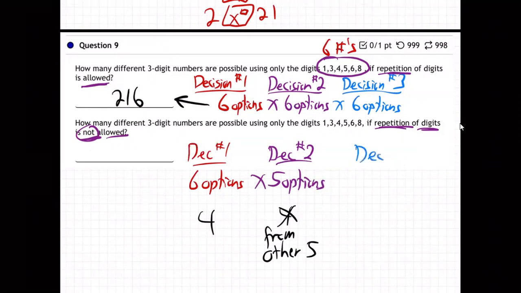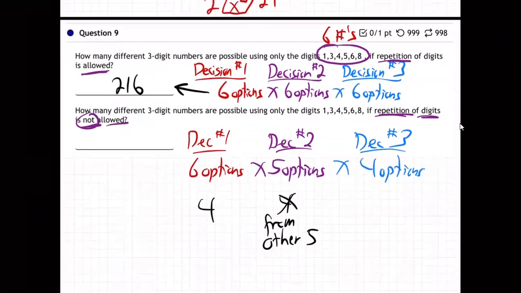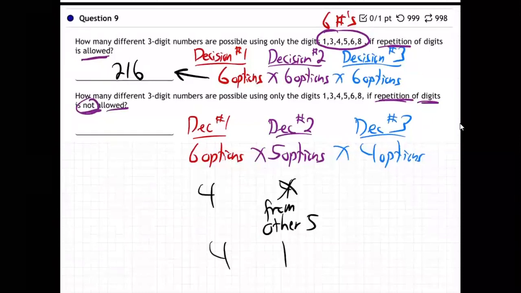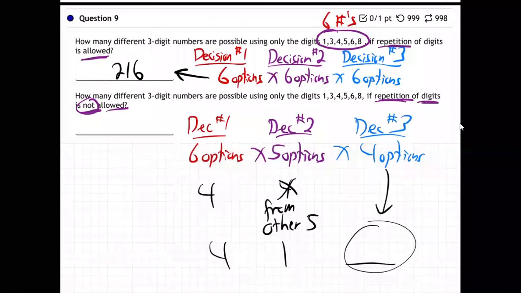And then for decision number 3, now I've only got 4 options. See how it just goes down by 1 every time? Because you have one less option since you can't repeat. If I'd chosen 4, 1, then when I come to this last one, I only have 4 options, don't I? I can't choose 4 or 1. I have to choose one of the other 4 numbers out of the original 6. So it's 6 times 5 times 4.